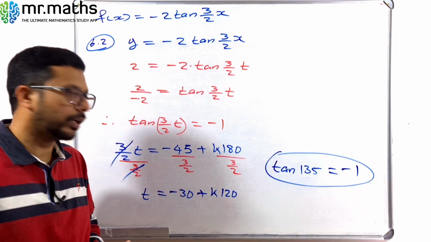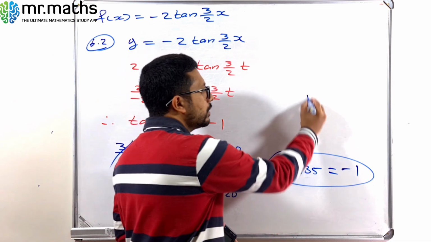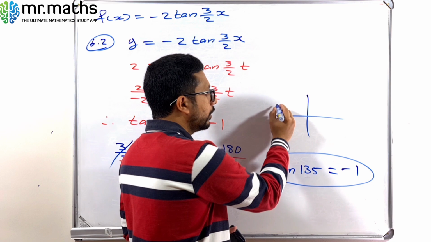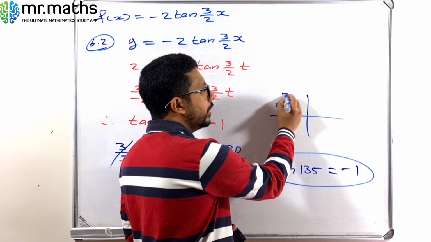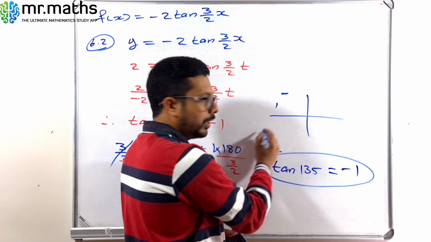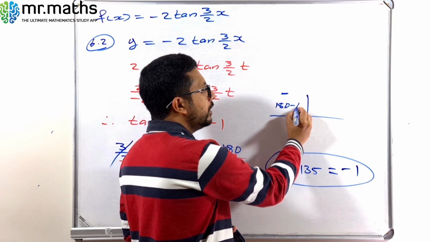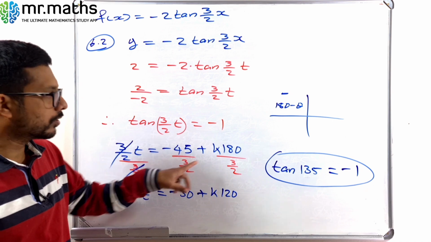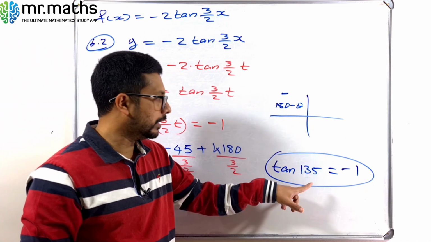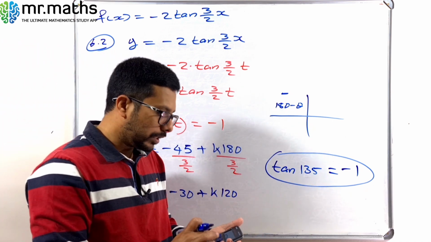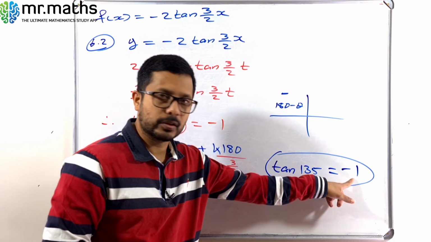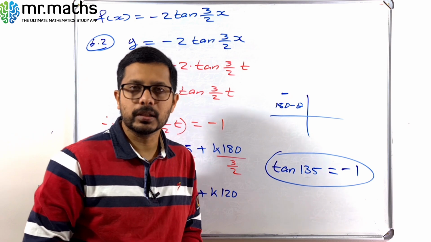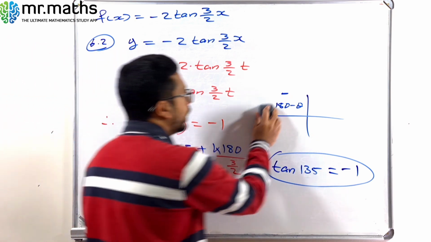Do you know how you get this 135? You know, tan is negative in the second quadrant. Am I right? Tan is negative here. This is the second quadrant. And in the second quadrant, how can you write? 180 minus theta. Here theta is 45. So 180 minus 45, that is 135. Then check what is tan 135, that is minus 1. So now we know tan 135 is minus 1. So we can write that one.